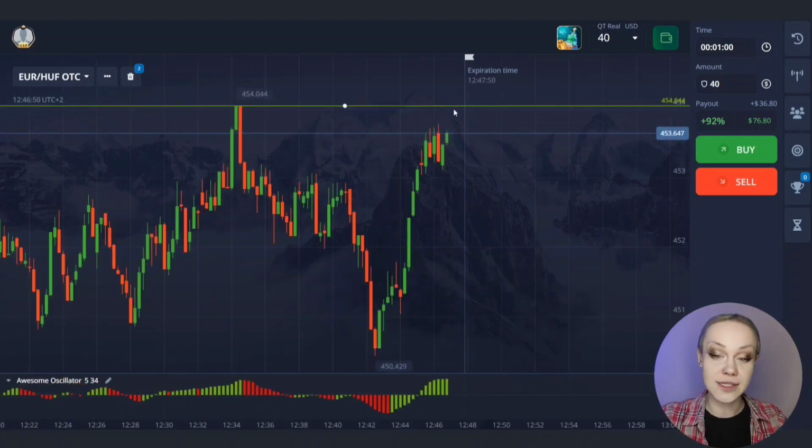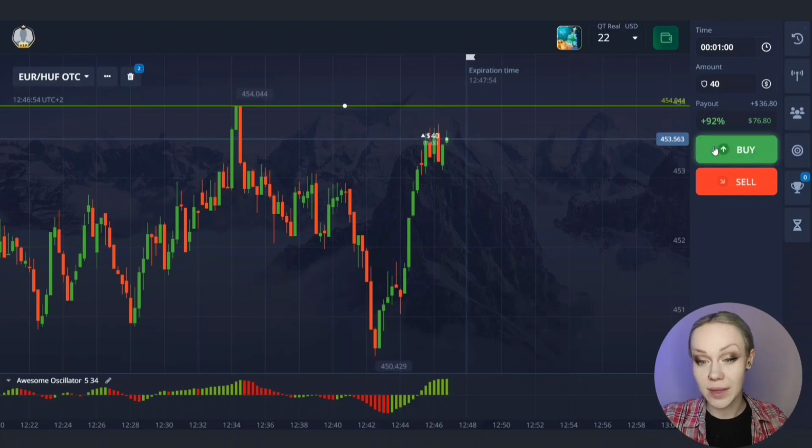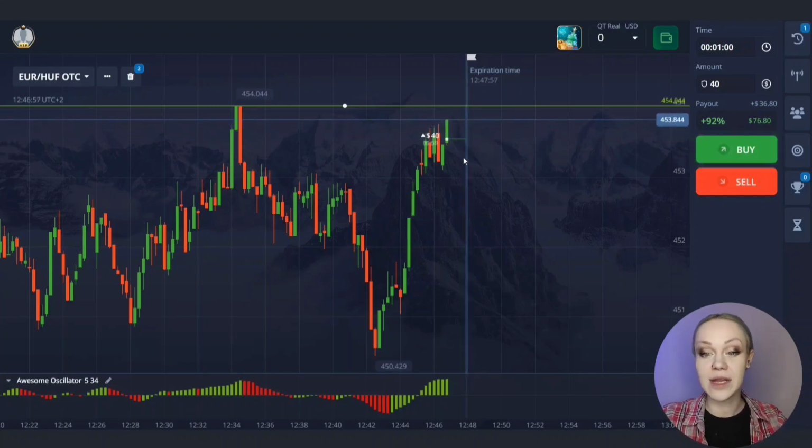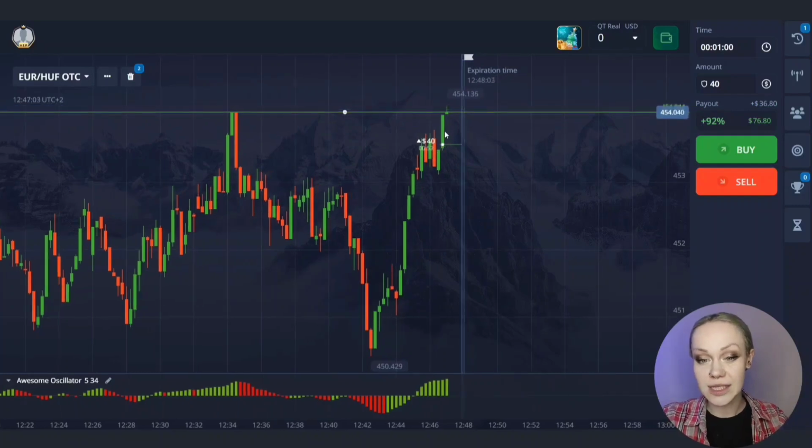In this case, I suggest that we open a trade for a raise for 1 minute since the price has been steadily moving up and approaching our level lately. At the same time, a green histogram is formed on the indicator and volumes are increasing. It means that an upward movement is expected in the near future.